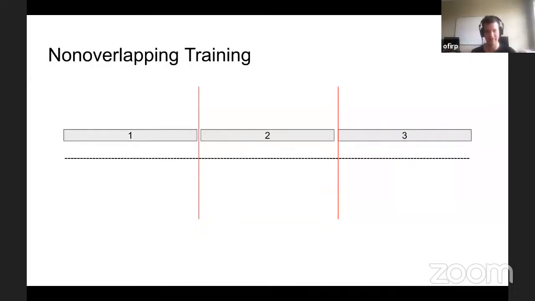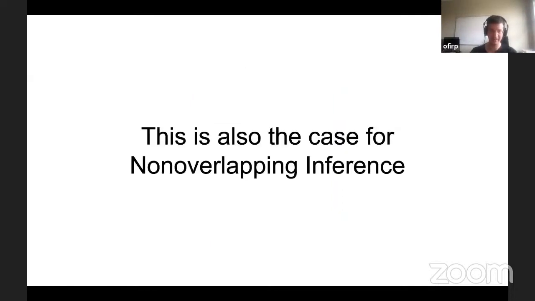So there's much more than just 3 training iterations, but this is just a visualization of what we do during non-overlapping training. And we also do this during inference. When we have a really large inference set, we look at every subsequence independently.